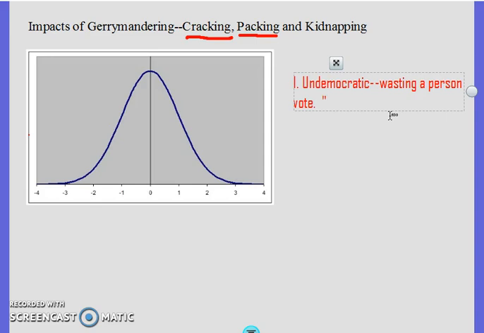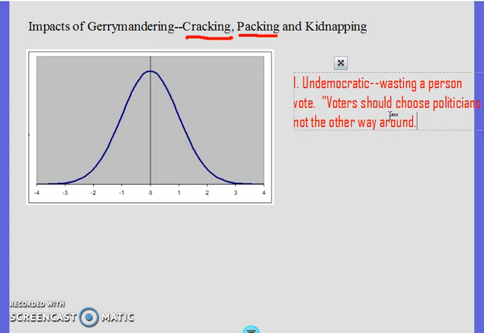The saying that people use is, the voters should choose politicians, not the other way around. Meaning that no politician should be able to say, wait a minute, you're a Republican, I don't want you voting for me. That's silly, it makes no sense.